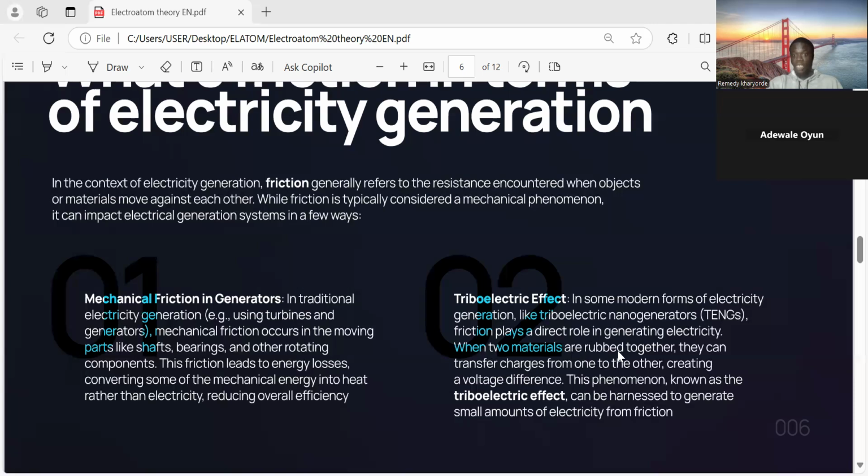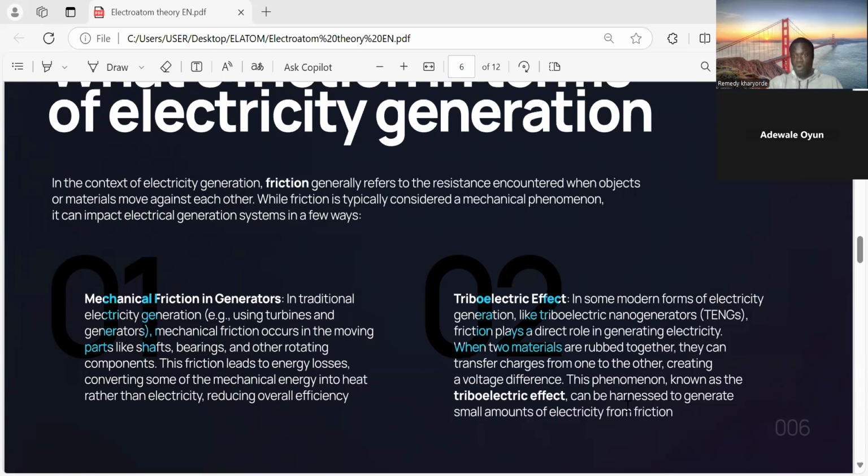The triboelectric effect occurs when two materials are rubbed against each other. They transfer charges from one to the other. In transferring the charges, it creates a voltage difference. This phenomenon, known as the triboelectric effect, can be harnessed to generate small amounts of electricity from friction.